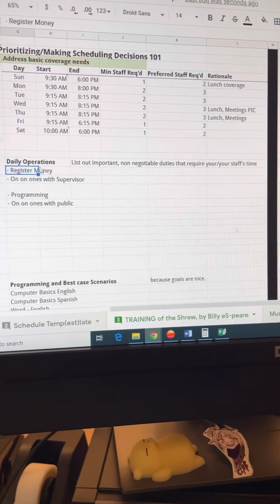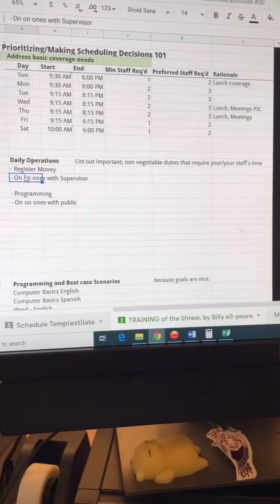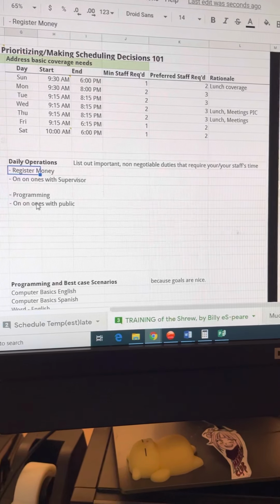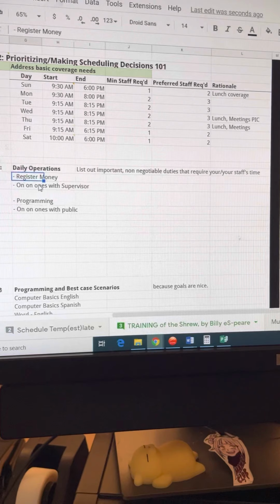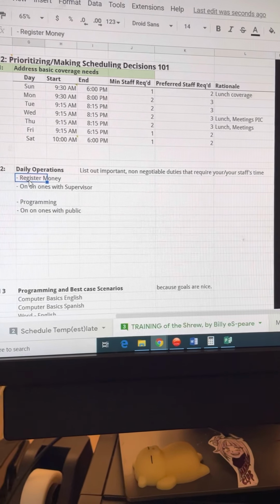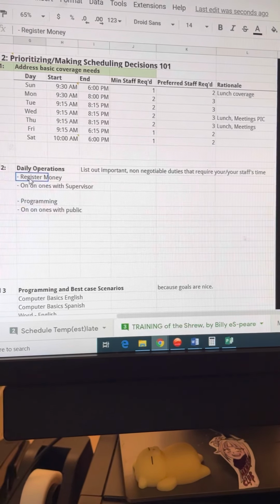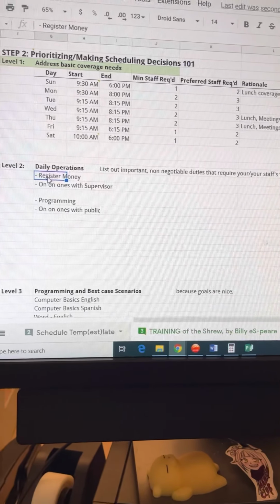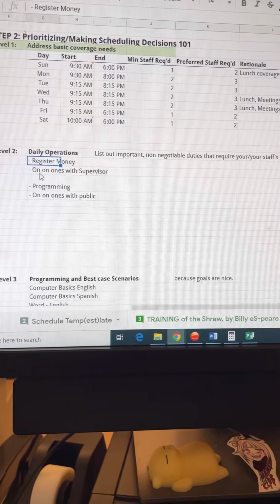Level 2 was things that are important and non-negotiable. So do they all have to do register? Probably. They all have to learn, right? And the reason I do these is you want to build variety in your staff members' schedules so that all of them have the opportunity to do opening and closing, right? You wouldn't want someone who only does opening, or only does closing. While that does create expertise, it does not create flexibility.